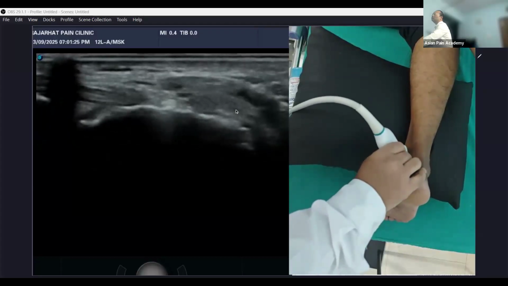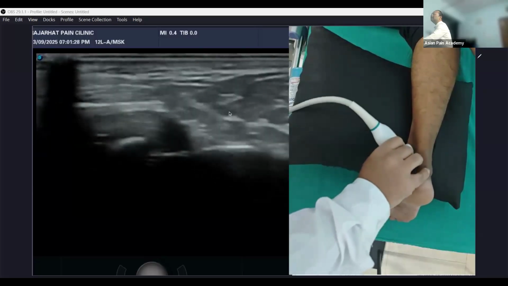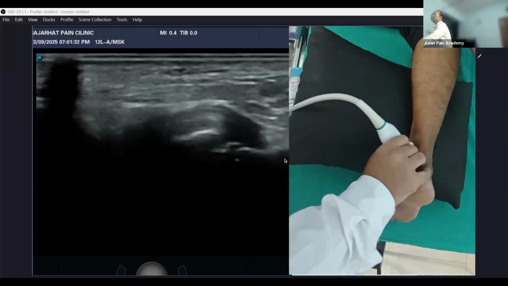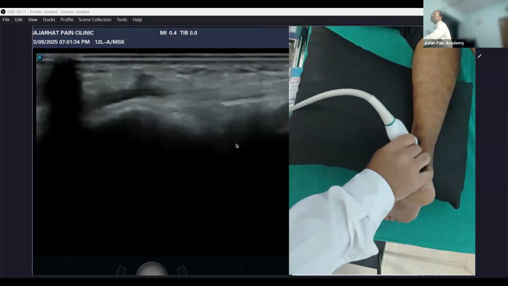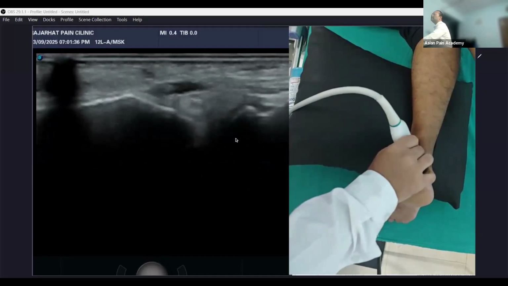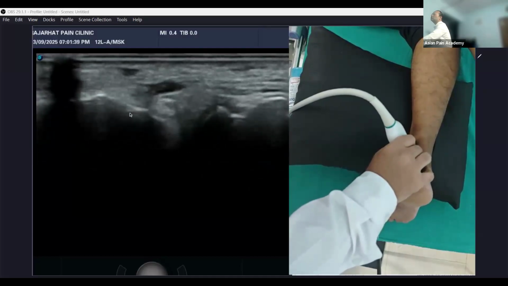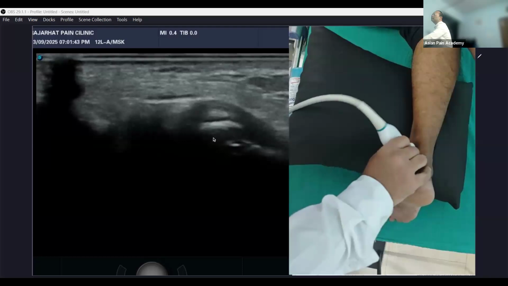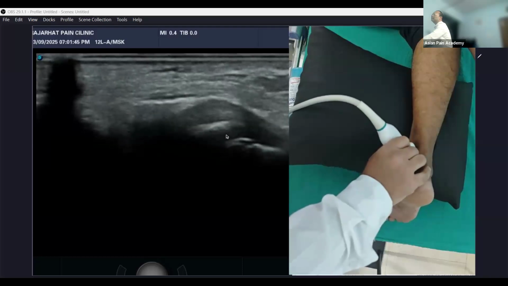Okay, if I go down, then of course here we can also see the calcaneum. So this part is calcaneum. For seeing the tibio-talar joint posterior recess, we see this part, and this part is actually the subtalar joint. This is the subtalar joint area.